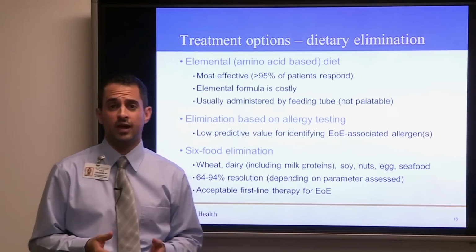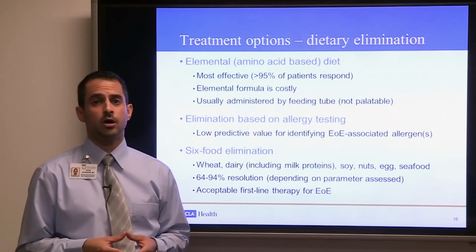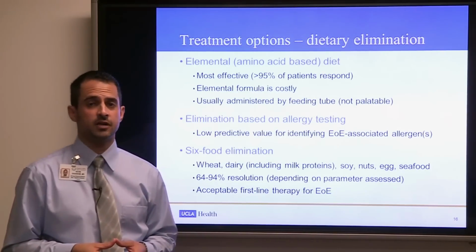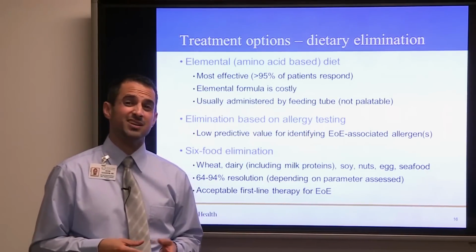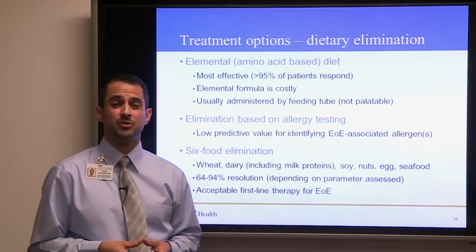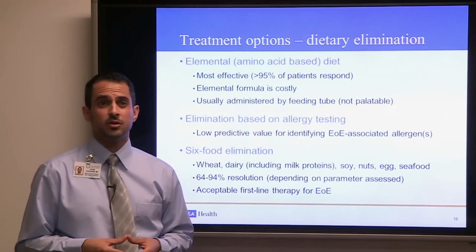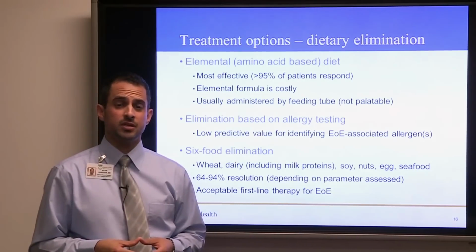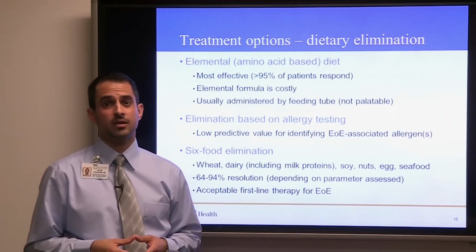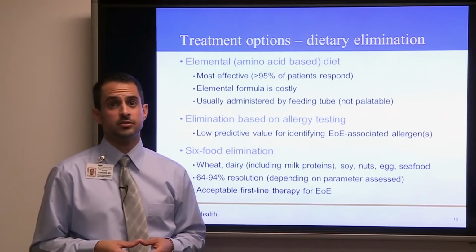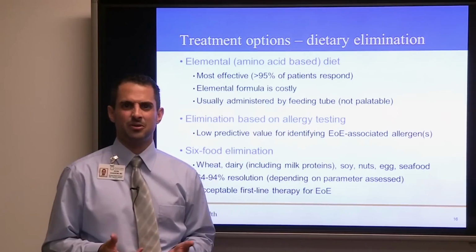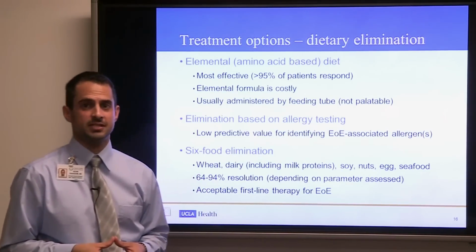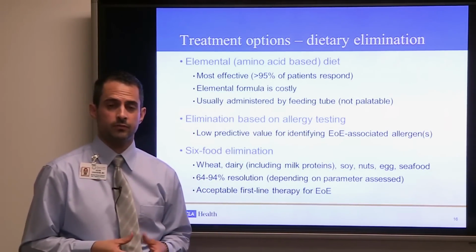It's very effective. Well over 95% of people who are on an elemental diet and have eosinophilic esophagitis will respond to this treatment. The problems are that it's costly, number one, and number two, it just doesn't taste very good. So it may be very hard for adults to use. And even children, a lot of them will have a feeding tube placed to administer the elemental formula so that they don't have to experience the unpleasant taste of the formula.